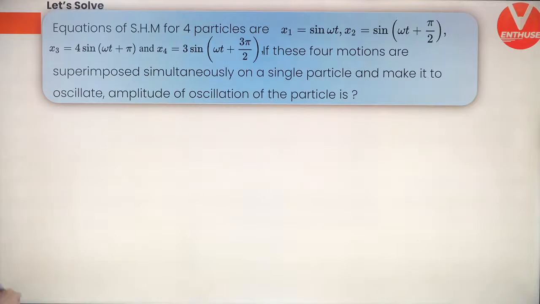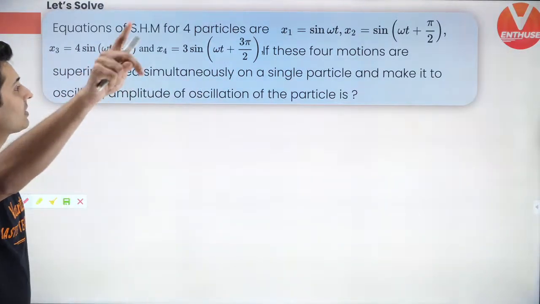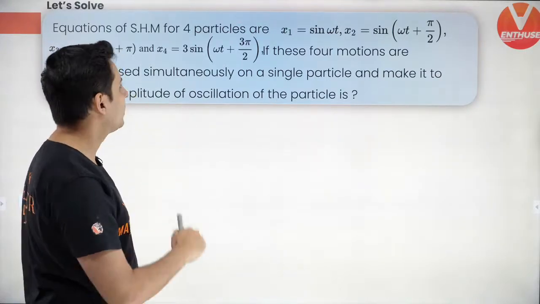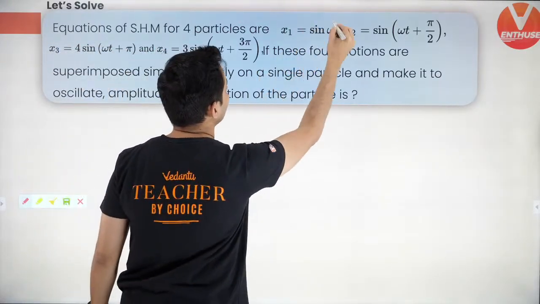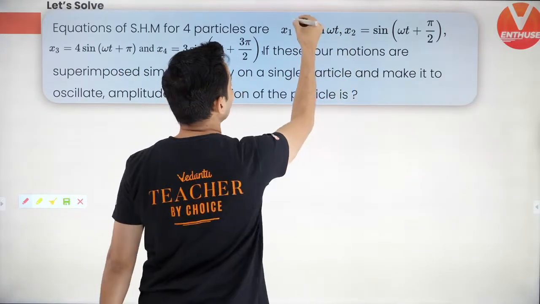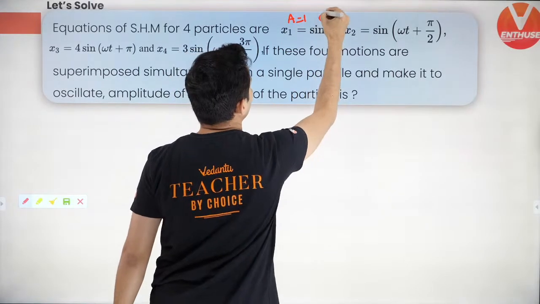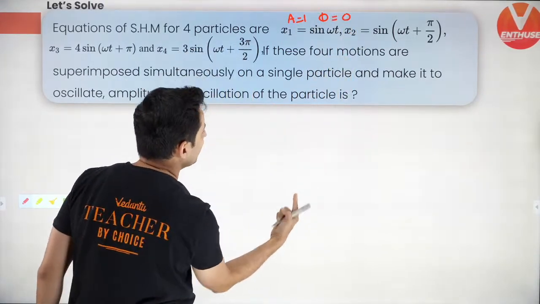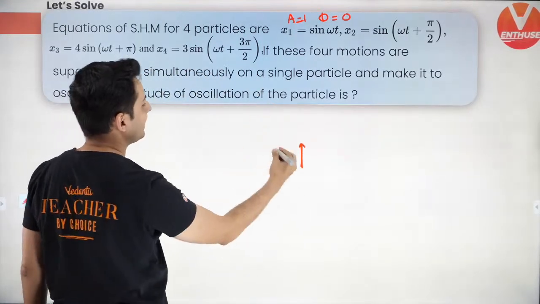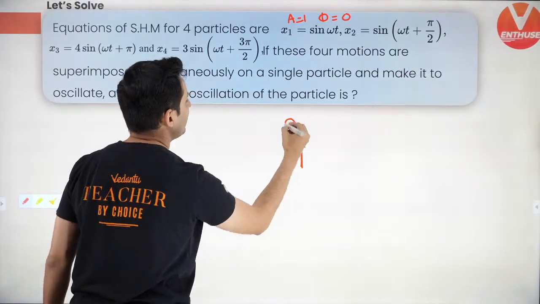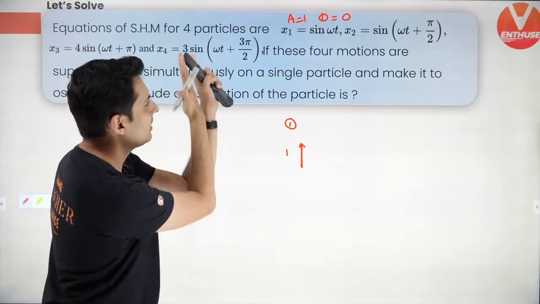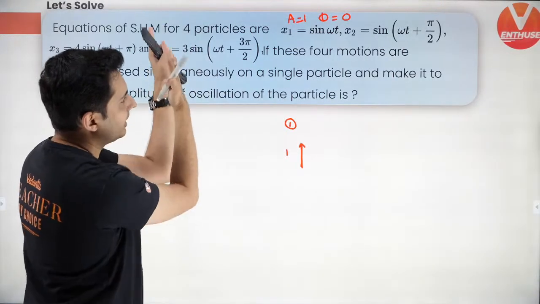That's the thing. Okay, so you have to add 4 SHMs. Think about how we are going to add them. It's very simple. Just think about the phasors. This first SHM has an amplitude of 1 and phase constant 0. So if you have to draw the phasor, its magnitude will be 1 and it will be pointing towards the north because the phase angle is 0. We always measure everything with respect to the vertical y-axis.